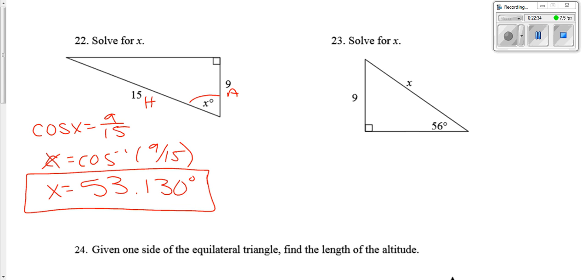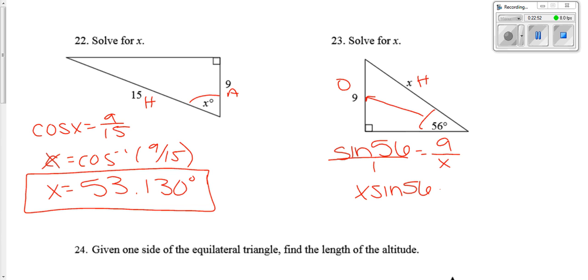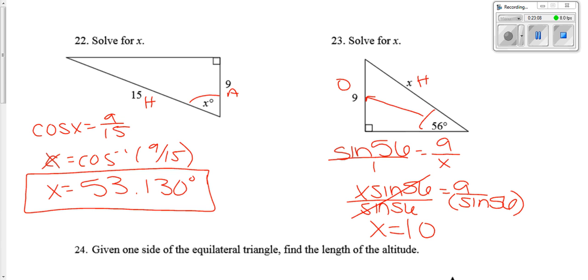23. More trig. Okay. 9 is our opposite, x is our hypotenuse, so sine of 56 equals 9 over x. I set up my proportion, I cross multiply. x times the sine of 56 equals 9. Divide by the sine of 56. On this side, I cancel out, and I'm left with x equals 9 divided by sine 56 in parentheses. This would be 10.855.